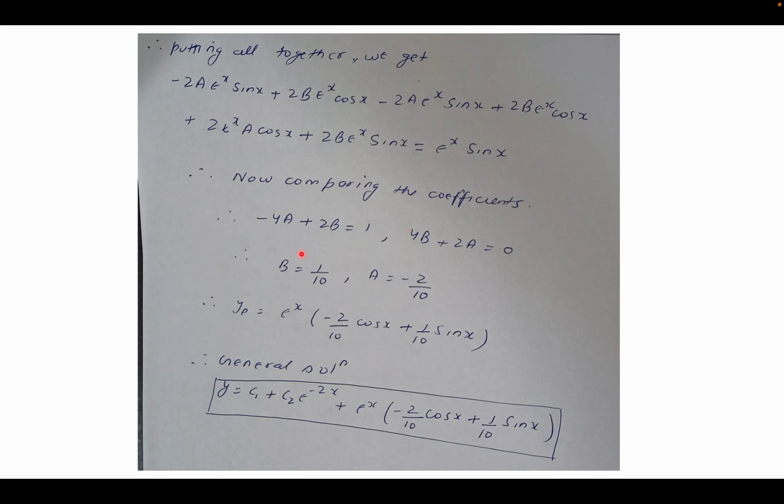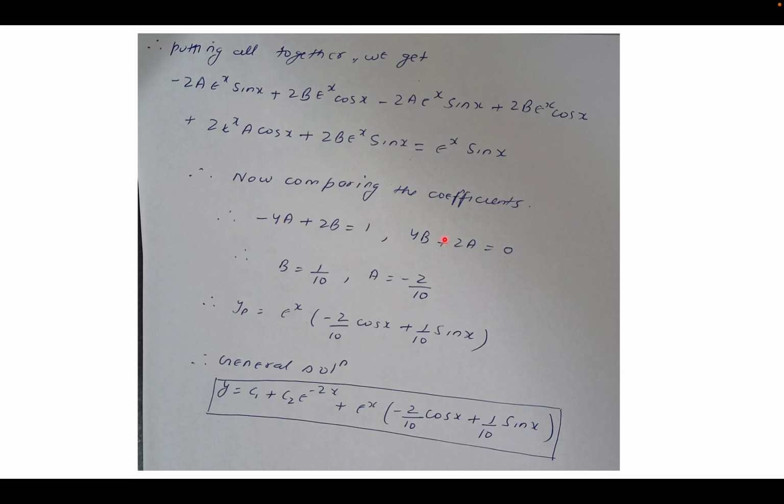And now you do the same for the cos x. If you take the e^x cos x part, you have 2b, and then one more 2b, so the total is 4b e^x cos x, and then you have 2a. So 4b plus 2a is equal to 0, because there is no term of e^x cos x type on the right hand side.